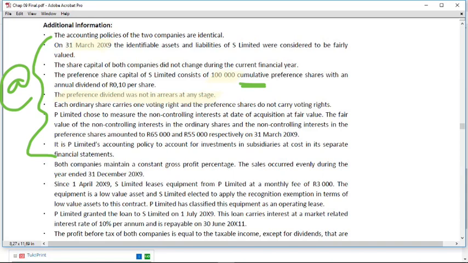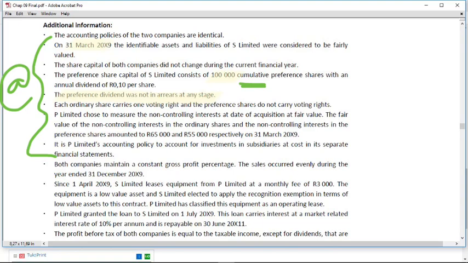And in the current year, the 29 year, you can see on the trial balance that a 10,000 Rand preference dividend was declared. But remember, when we look at this later on, your preference dividends accrue over time. It's different from an ordinary dividend.